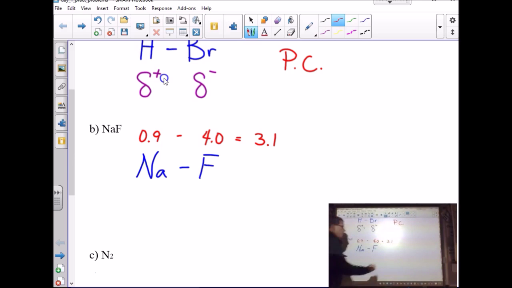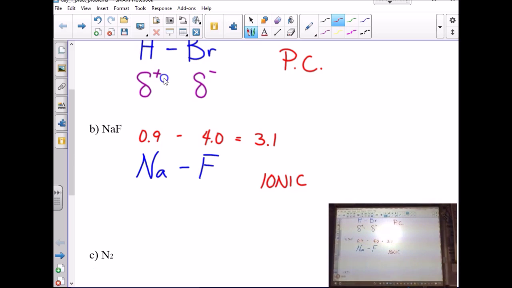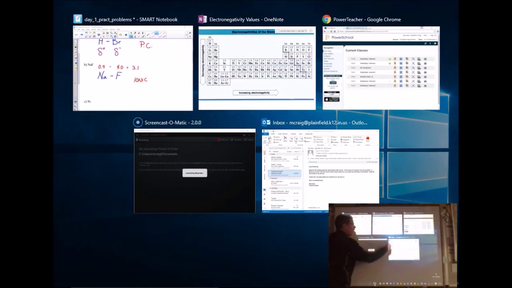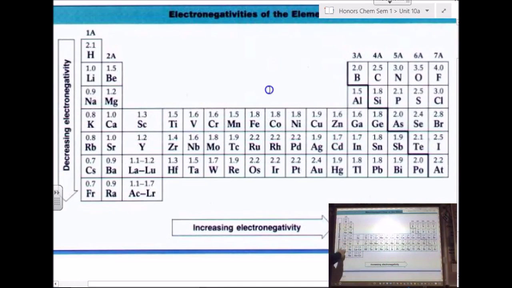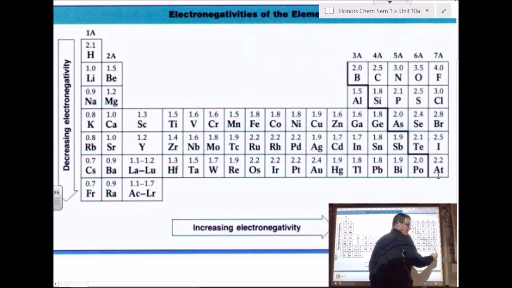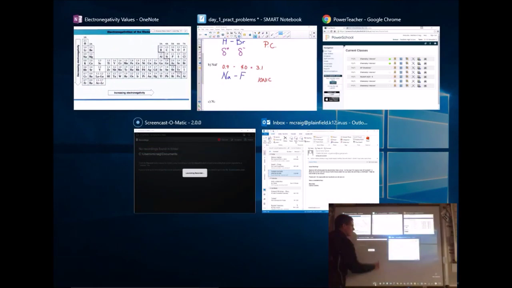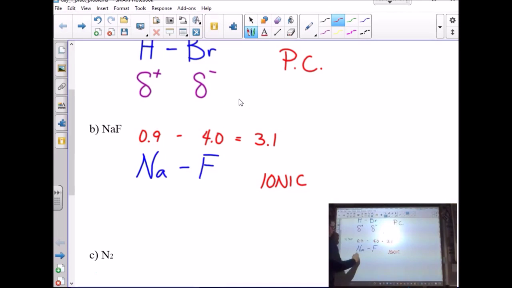Ionic. Very good. Now, whenever it's ionic, and this is important, we have to remember the charges that we use to balance these things. So, sodium is in group what? Group 1A. And what are the charges on group 1A atoms? Plus 1. And fluorine is in group 7. So, all of those will have what charge? Negative 1. Good. So, we'll say sodium's a plus 1, fluorine's a negative 1.